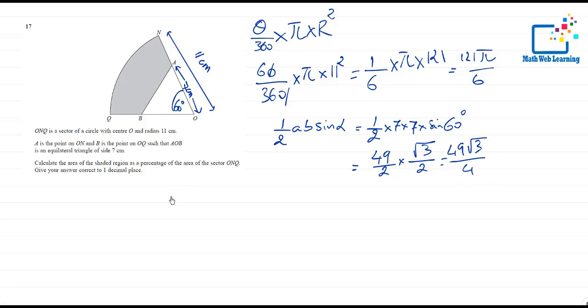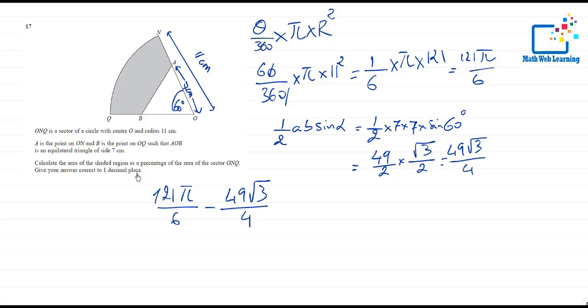So the area of a sector is going to be 12, oops, sorry, I apologize. It's going to be 121. I wrote down 112. 121 pi over 6 minus 49 root of 3 over 4.